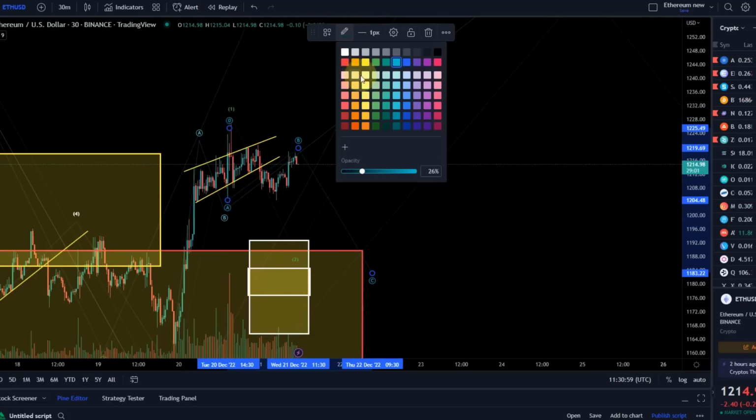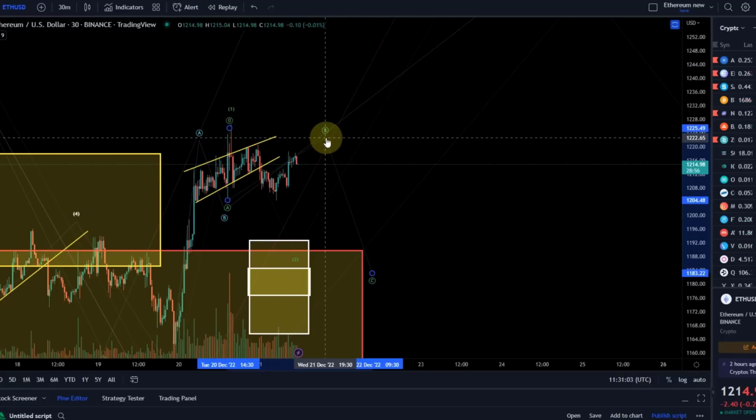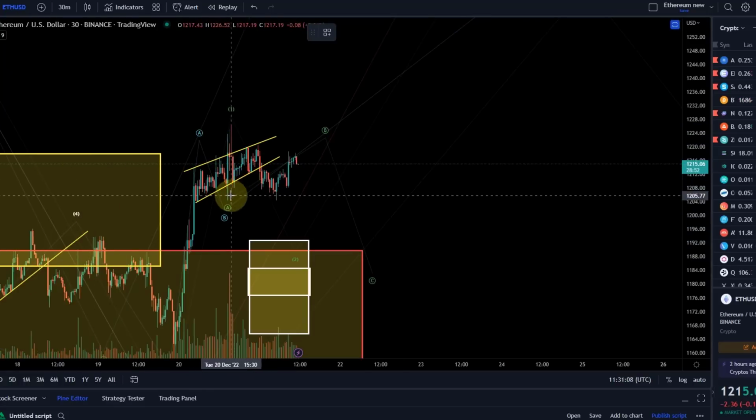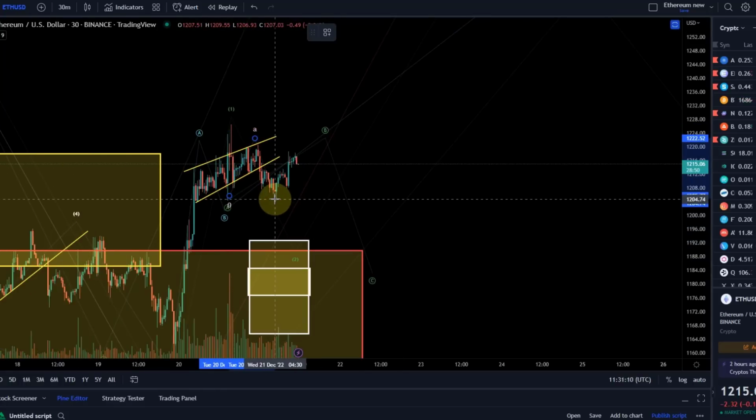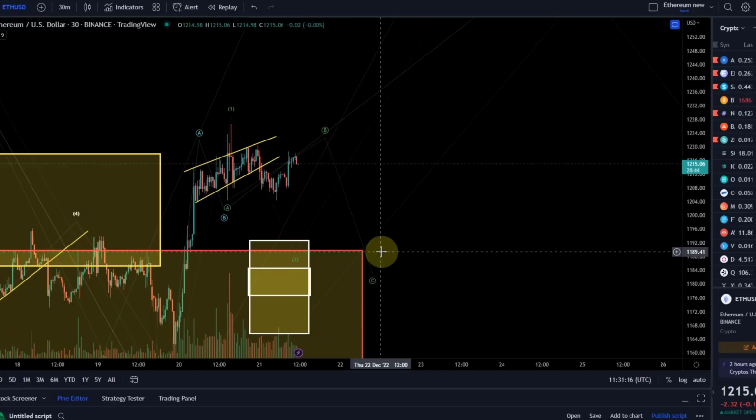So let me change the color here. This relates to the green count. So only the B wave can be the triangle. So within the B wave, we would then have the triangle. I know, complicated, but I want to show you the options because I know a lot of people are here to learn as well. And then we would break down. So again, that's what makes it so difficult.